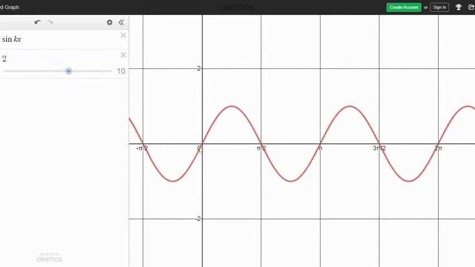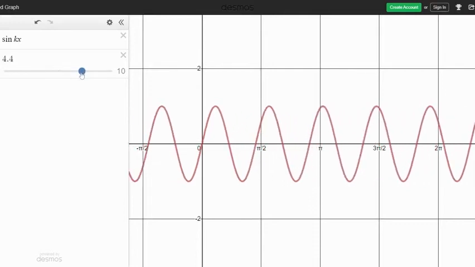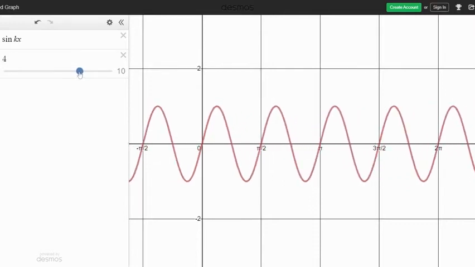Now the period of this graph looks like it makes it through one full cycle by the time I get to pi. So it went from 2 pi to 1 pi when I changed the value of k from 1 to 2. If I double it again and go all the way up to 4, we see that now this graph has a period of pi over 2, half of what it was. So doubling the k value cuts the period in half.